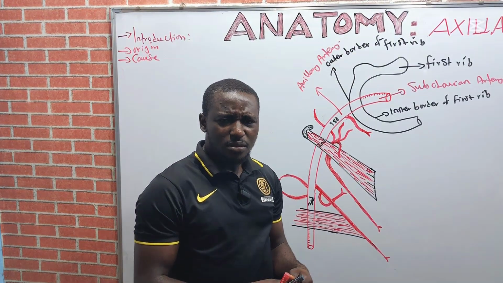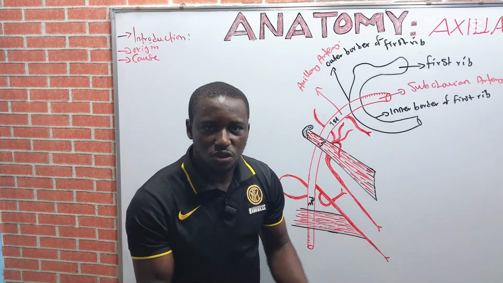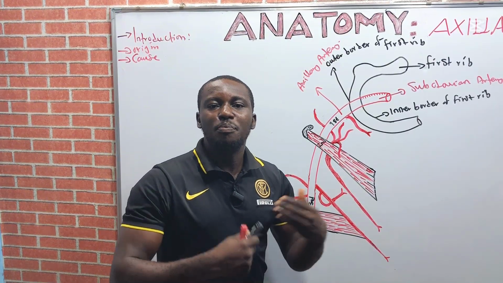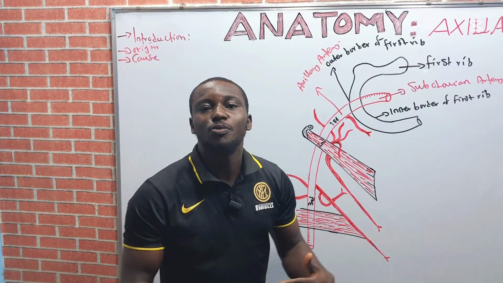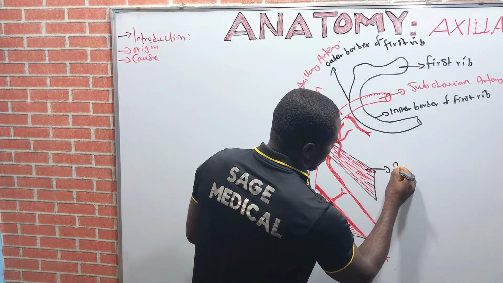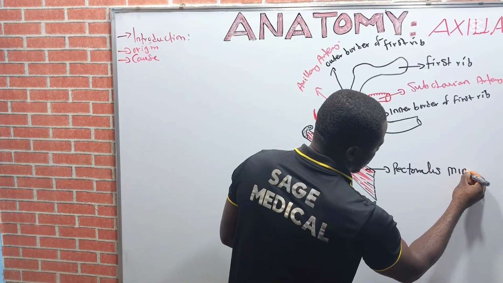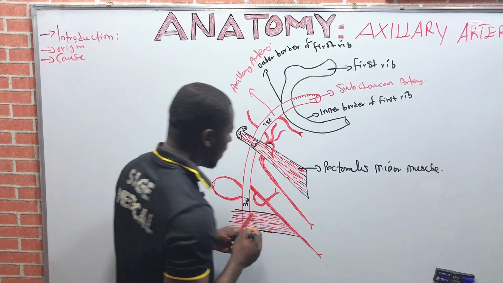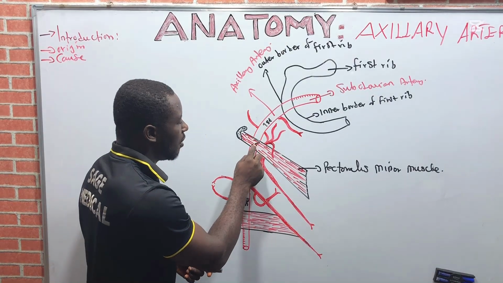Base, right? As it courses along this axilla, it is crossed superficially by the pectoralis minor muscle, which divides it into 3 parts. The pectoralis minor muscle divides the axillary artery into 3 parts by crossing it superficially. This is the pectoralis minor muscle. It crosses superficially to the axillary artery and divides it into 3 parts. The first part, the second part, and the third part.